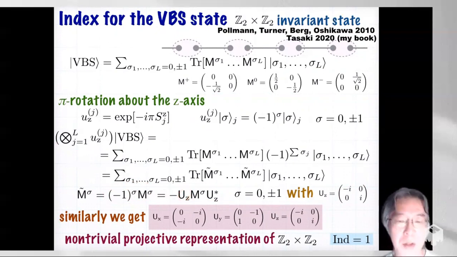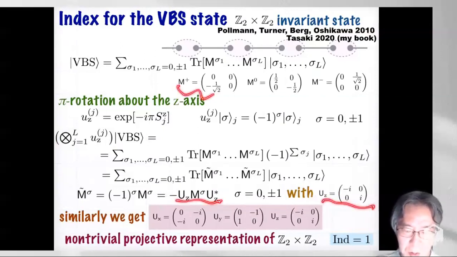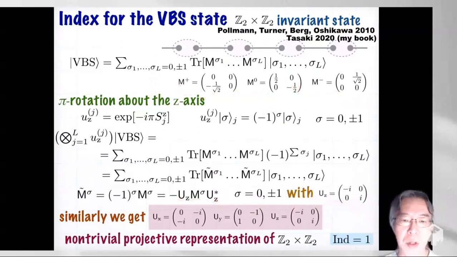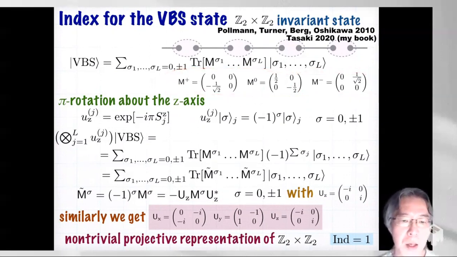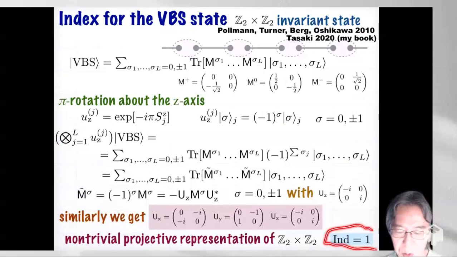And similarly, we can consider pi rotations about the x-axis and y-axis, and obtain corresponding matrices. To show this, of course, you need to use this specific form of matrices. This is not a general relation. This is something you find by examining these particular matrices. And so by examination and computation, you find that these three matrices will do, and you will easily find that these UX, UY, UZ give us a non-trivial projective representation of Z2 cross Z2, which has index 1, non-trivial index 1.